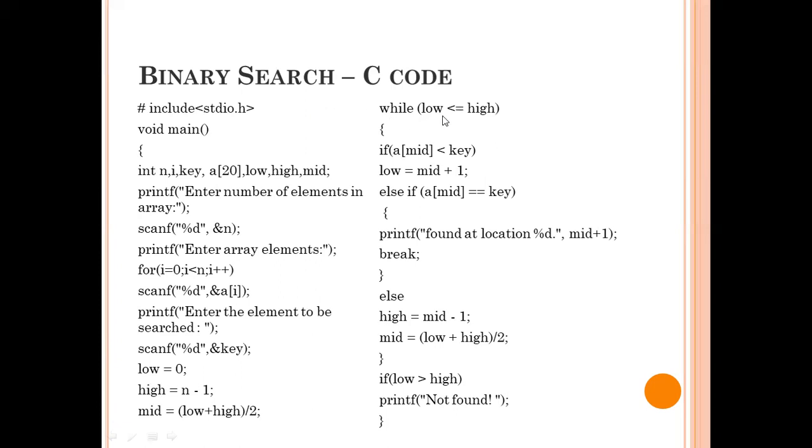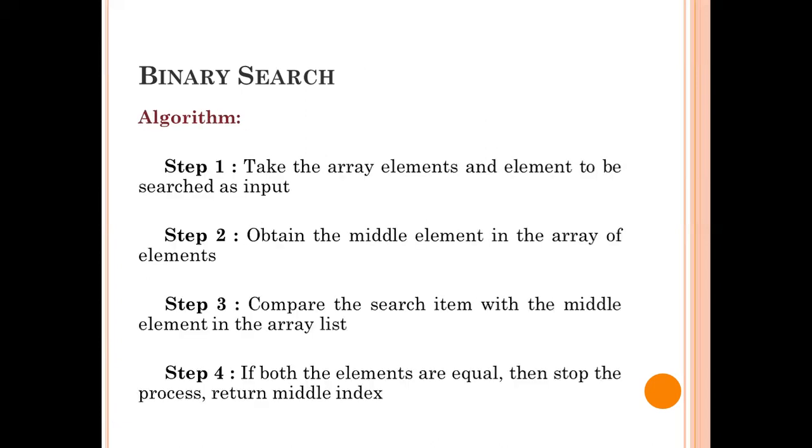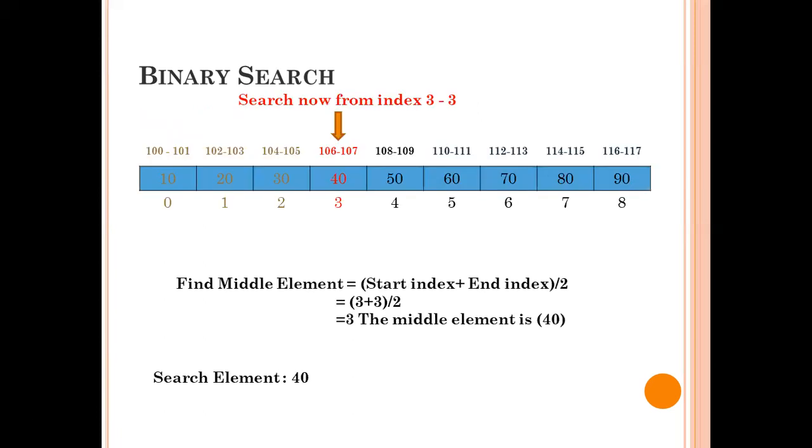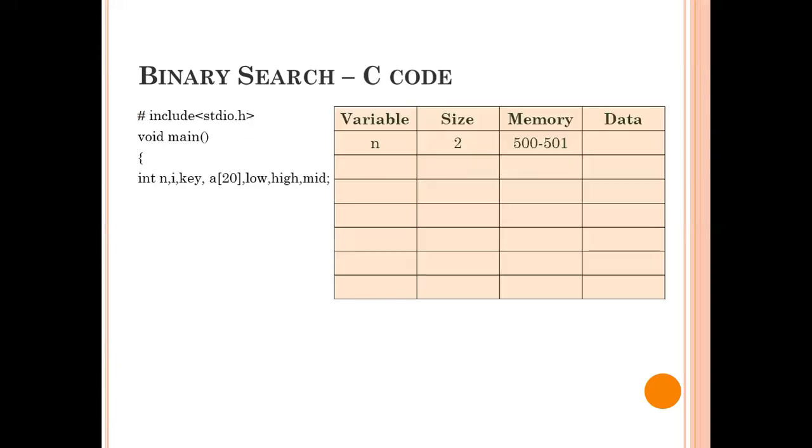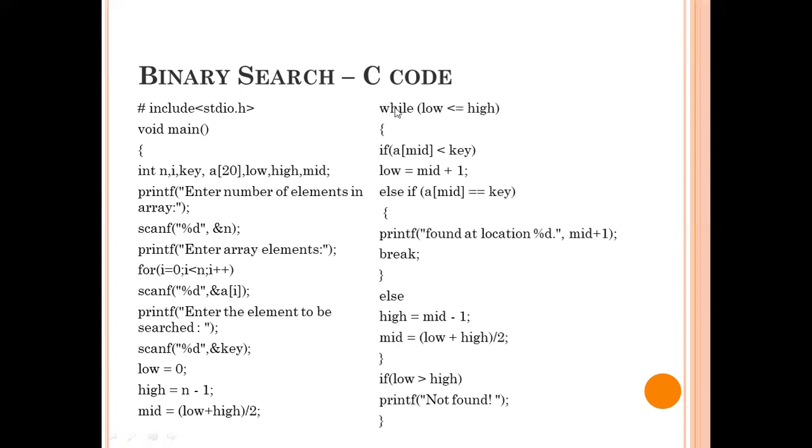So the condition is, when low is less than or equal to high, we are going to repeat the procedure. Even if you have a single element, low equal to high, then also we'll be searching. See, in the previous example, here low and high, the starting index value and end index value, are the same, and the element is found in the same position. So we are going to repeat the procedure when low is equal to high, and we'll stop it when low is greater than high.